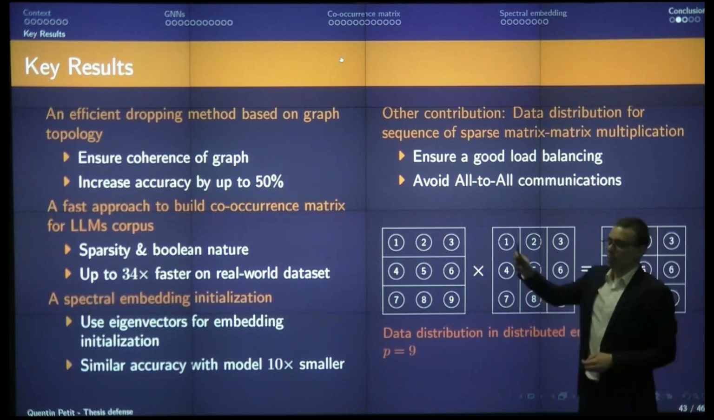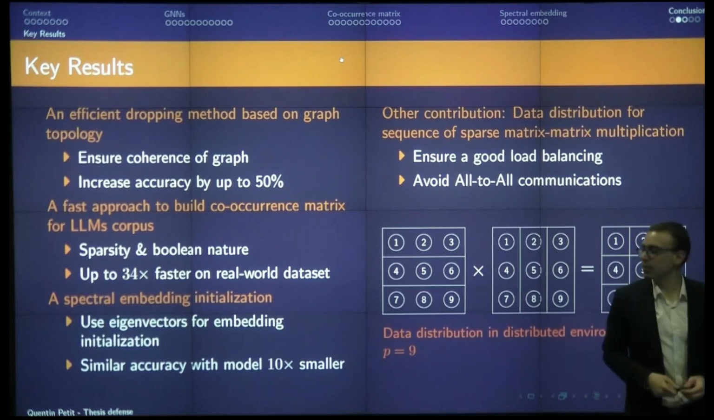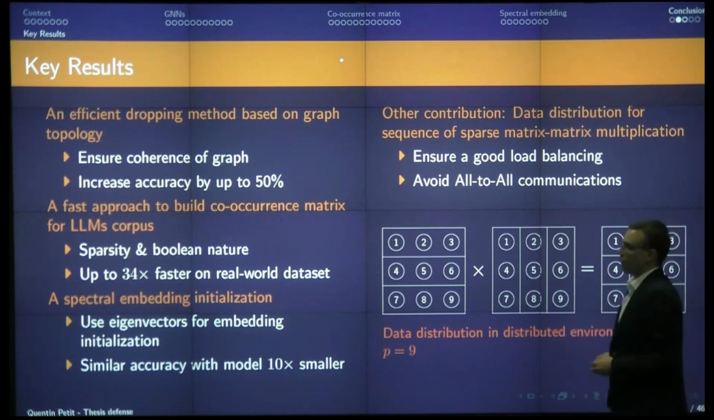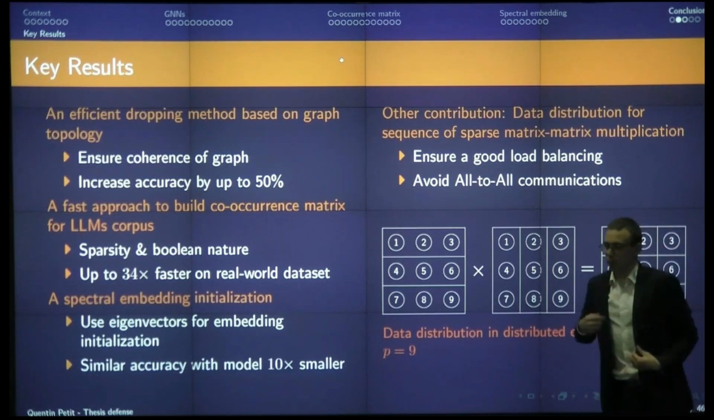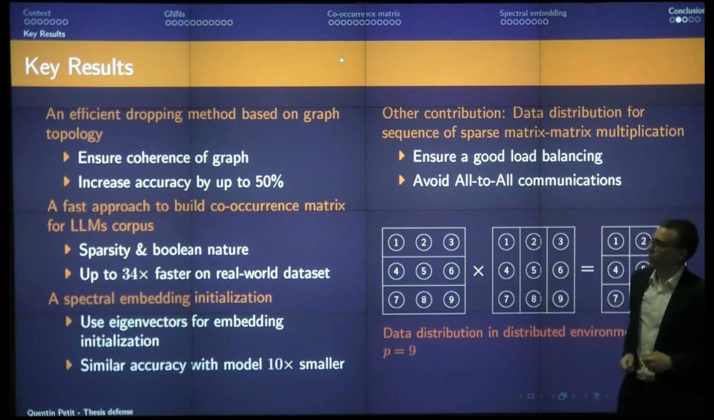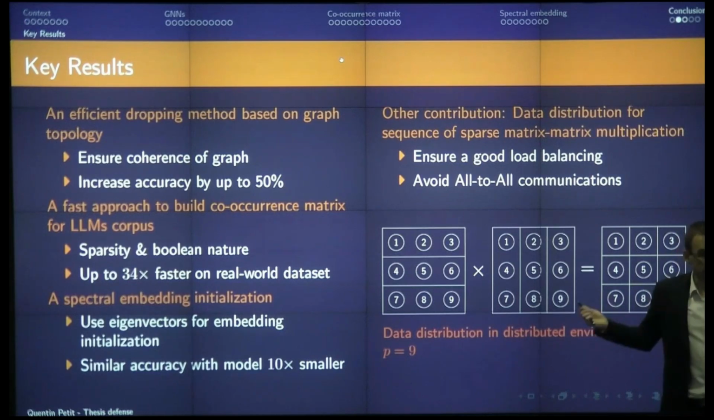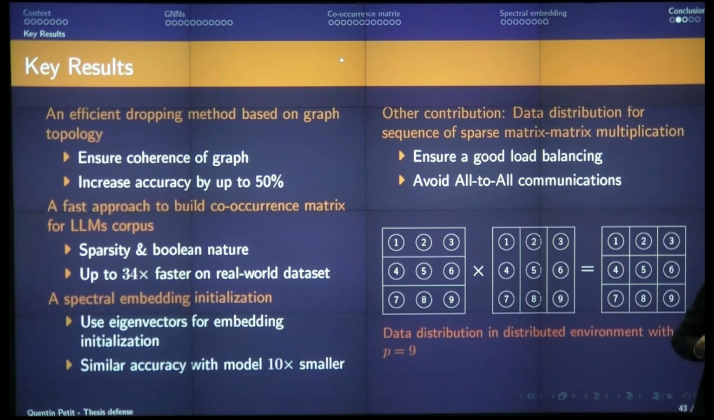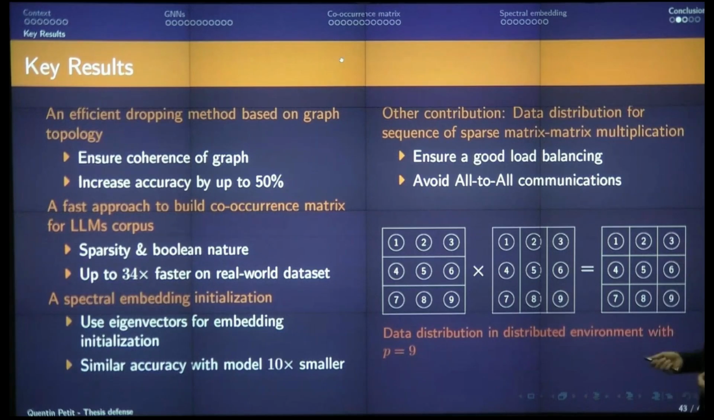We also proposed a new fast approach to build the co-occurrence matrix, which is used to represent a large language model corpus. We take advantage of both sparsity and the Boolean nature of the data, and it goes up to 34 times faster on a real-world dataset, the Cassandra real-world dataset. And finally, we also introduced a new spectral embedding method that uses eigenvectors to create a coherent embedding initialization. We show that this type of embedding, which ensures high data quality, helps us have similar accuracy with models 10 times smaller.